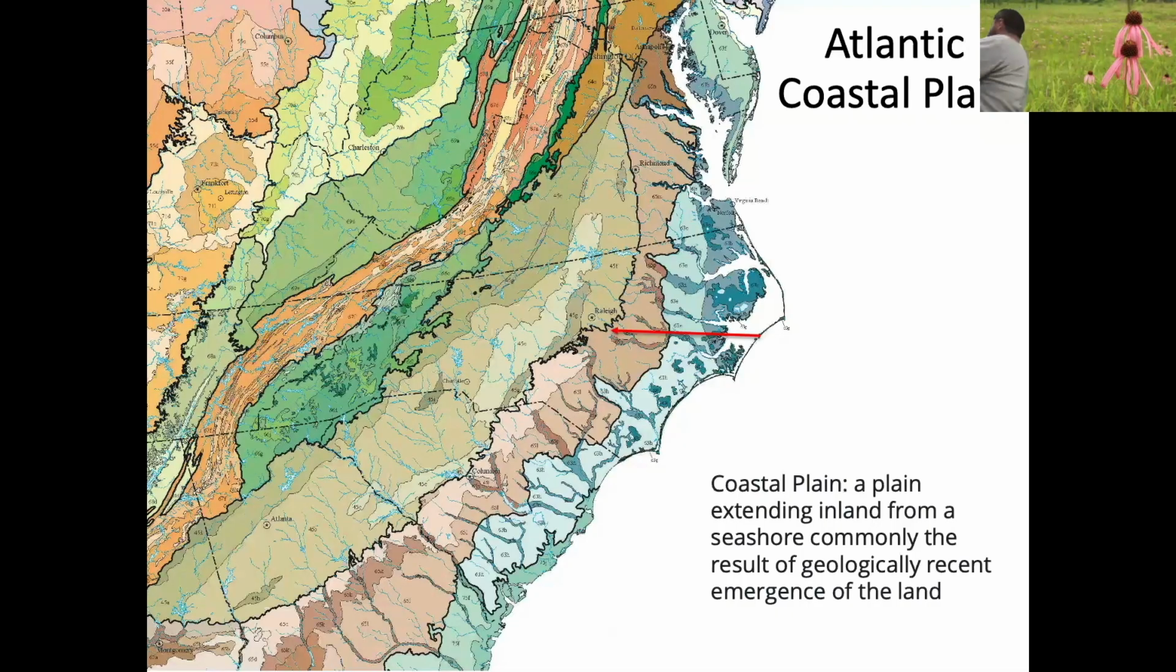First of all, it's important to first recognize this big region right here, up until this line. From there to the coast, it's called the coastal plain, right? This is defined as a plain extending inland from the seashore, commonly the result of geologically recent emergence of land. Okay, so relatively new land, geologically recent.